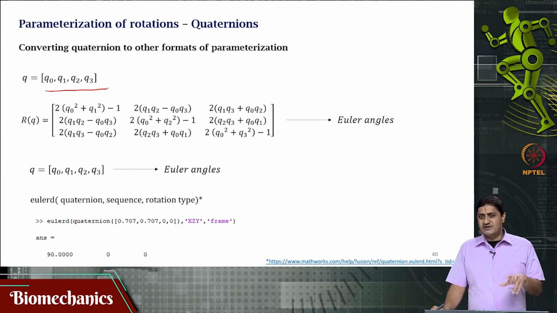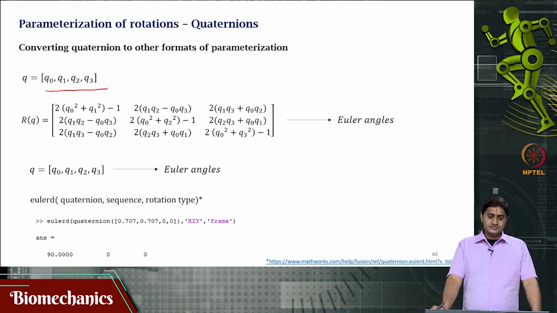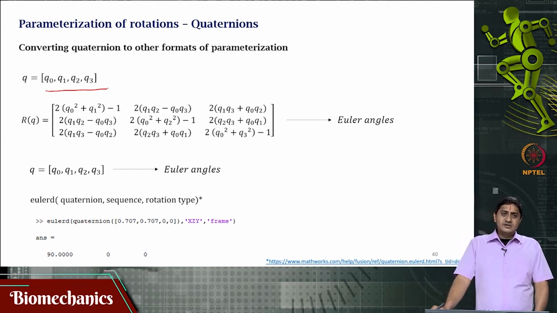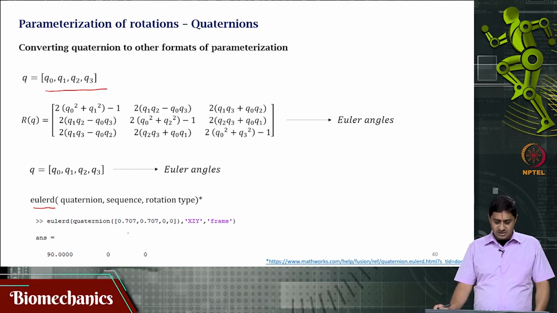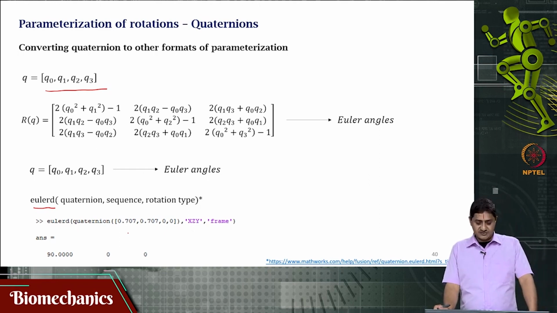I am not performing the derivation showing that this is indeed true, but you can check whether this is true. This is true, okay, and then I can convert from this rotation matrix to Euler angles. There is a way to convert directly from quaternions to Euler angles by using this function Euler d. Of course, I still need to know the sequence of rotation.